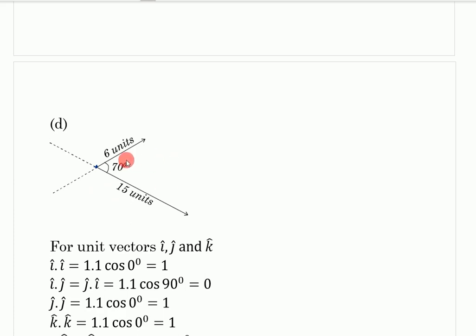So around here, this one is in the format we are supposed to use. So we shall have that A dot B is 6 times 15 times cosine of 70 degrees, and when you press the calculator here, we have 30.78. That is what we have there.